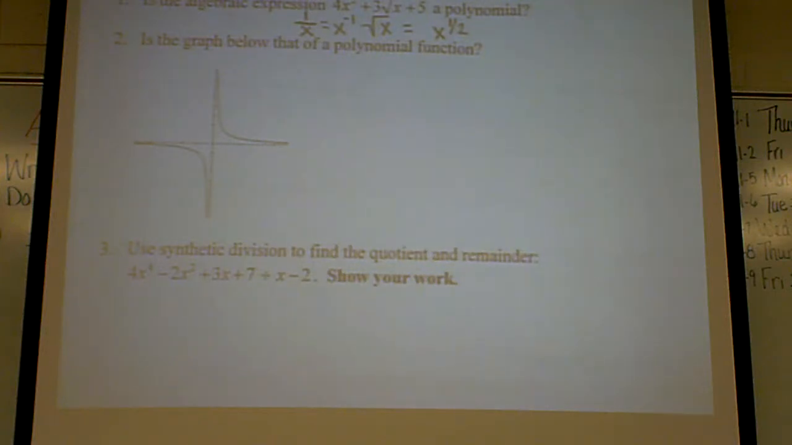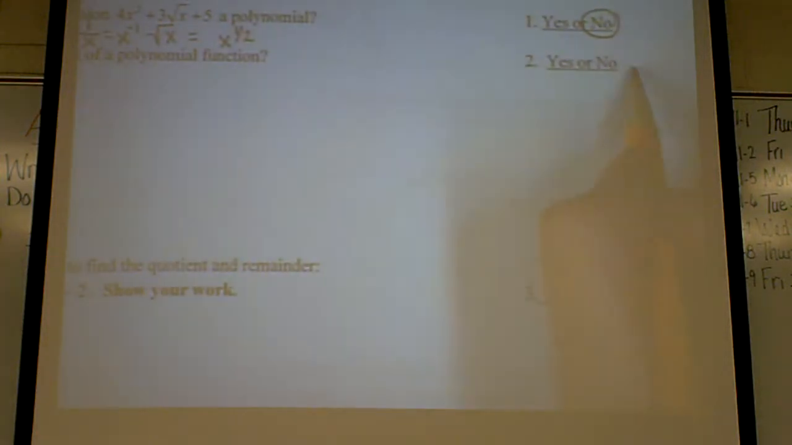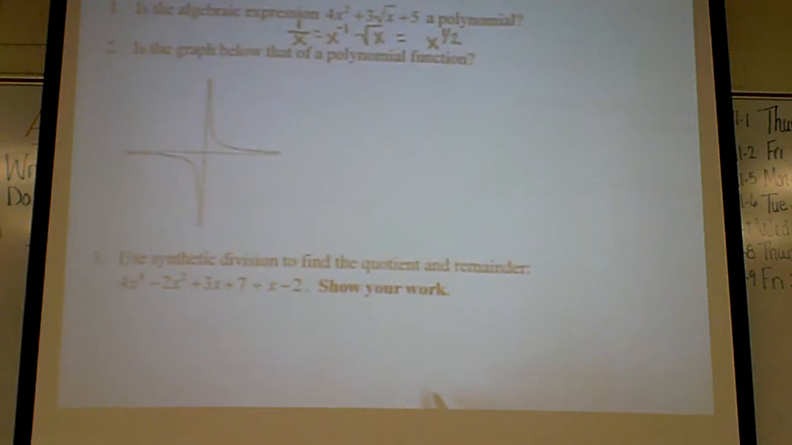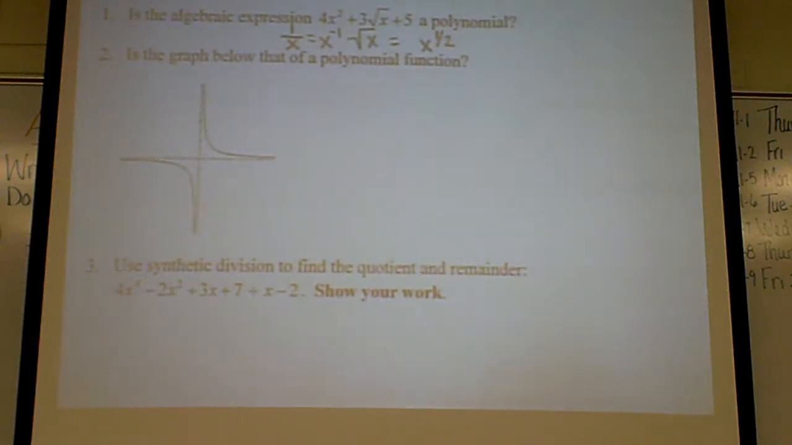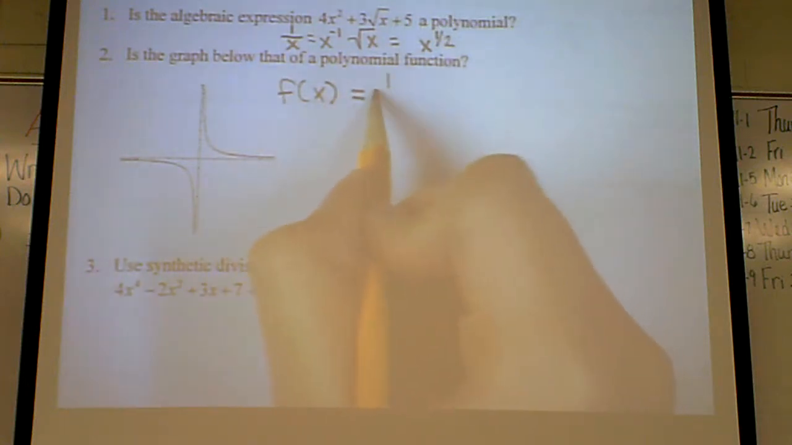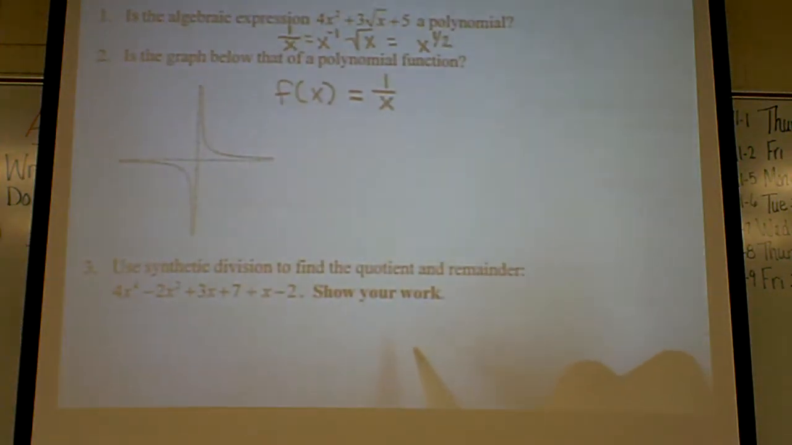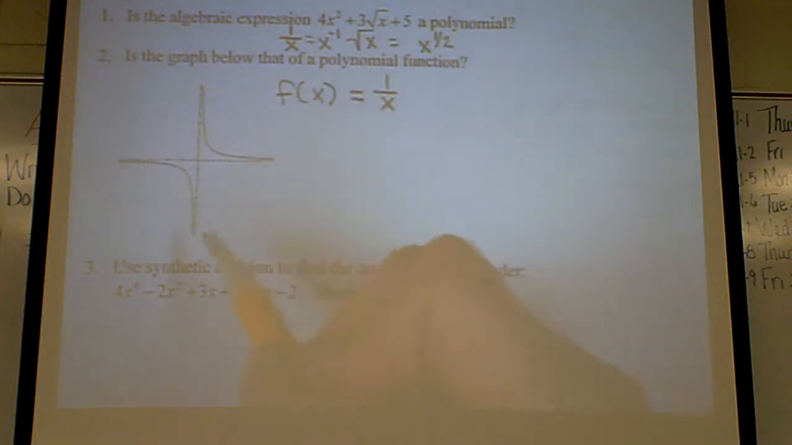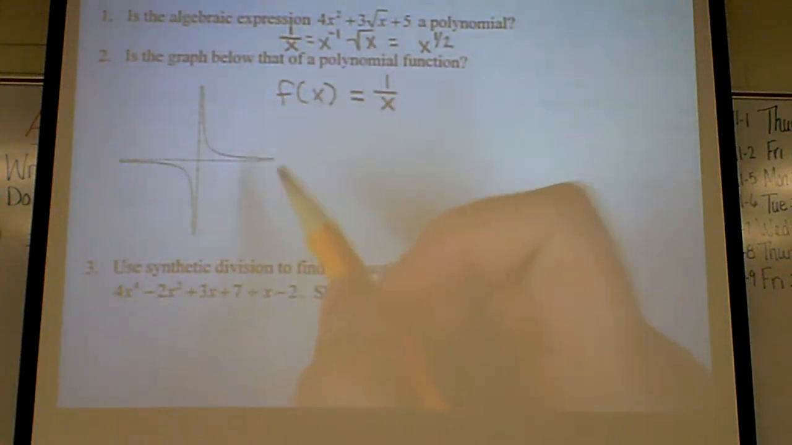So for 2, when we have this graph, is this a polynomial function? No. Yes or no? No. The 1 over x. So you cannot have any breaks, sharp corners, or holes.